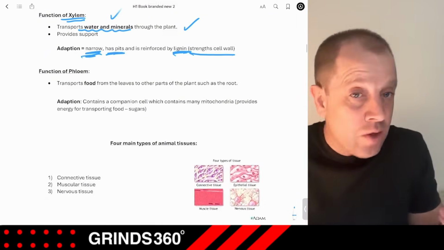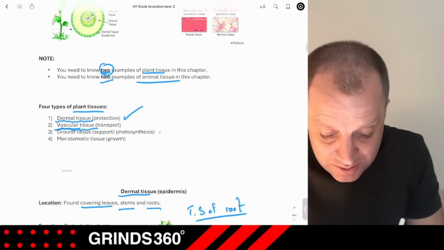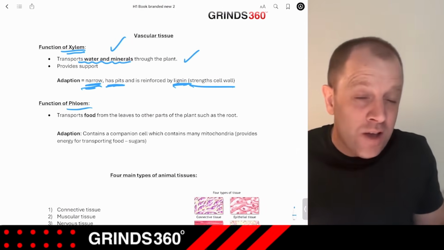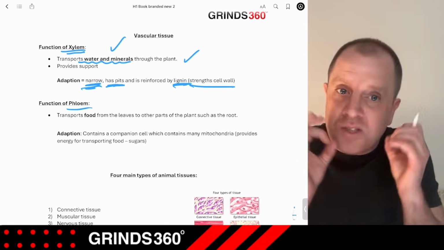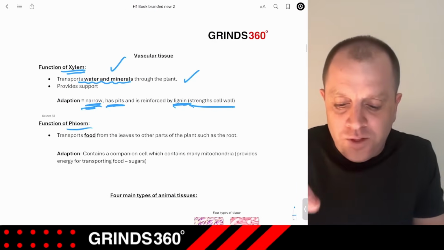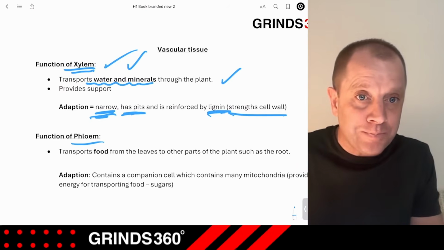Now, you could have gone for the other ones as well, the meristematic tissue, ground tissue, or you could look at the other type of vascular tissue, phloem. But I'm going to go with those two because that's all they can ask for in this chapter. So I'm going for dermal tissue, and I'm going for the vascular tissue called xylem.